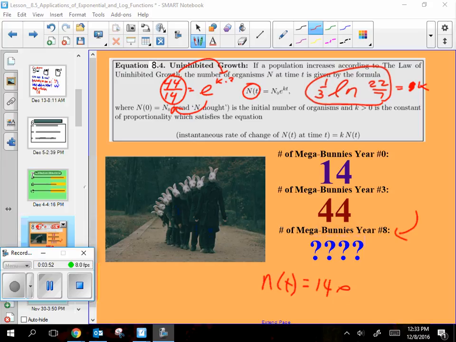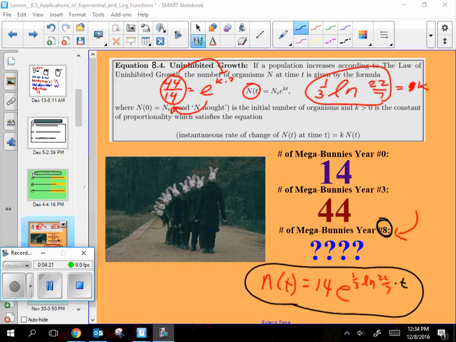I do know e is still e. I know k now. That's important. So k goes as a power up here, 1/3 ln of 22/7, and then I times it by t. But we know t. It told us. The new time they want us to use is 8. Sometimes they just ask you for an equation. That's your equation. Sometimes they ask you to use an equation like this to find out a new number, like 8. And you'd put the 8 right here. And that one you'd need a calculator to get.